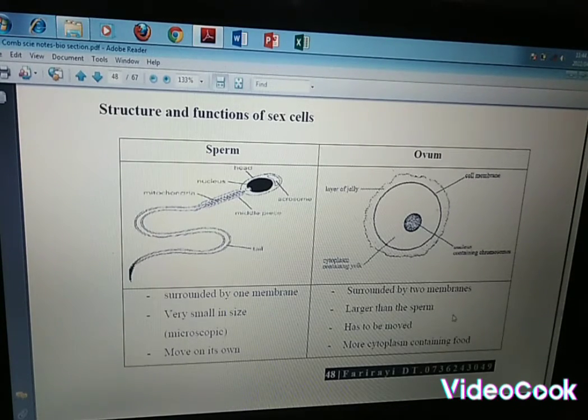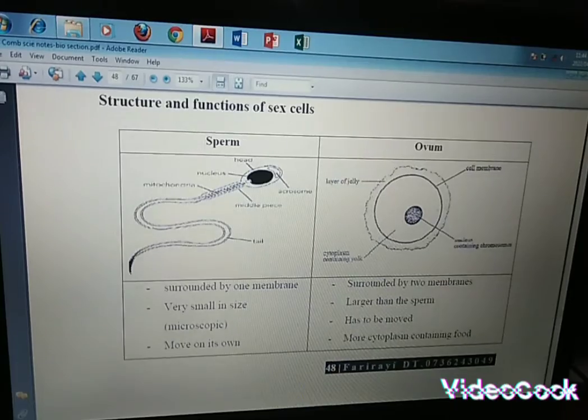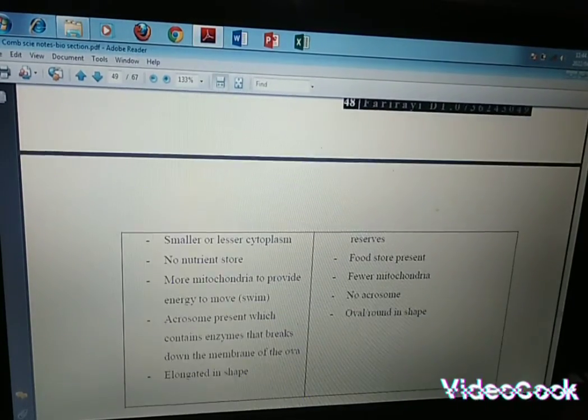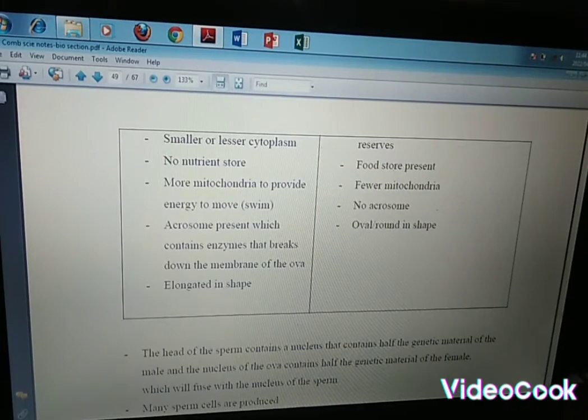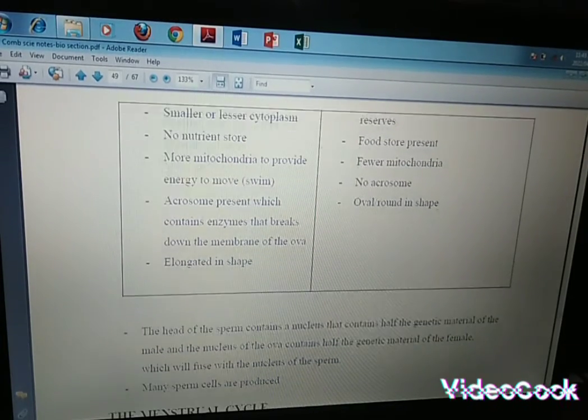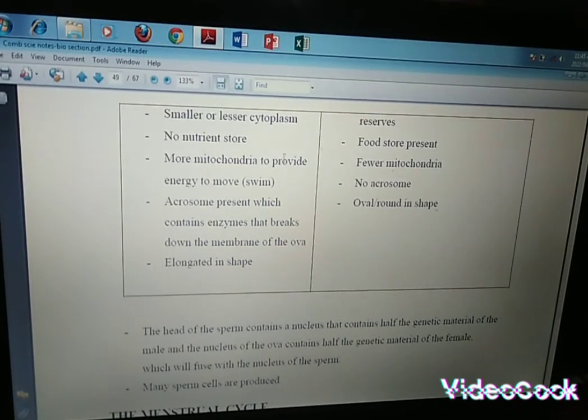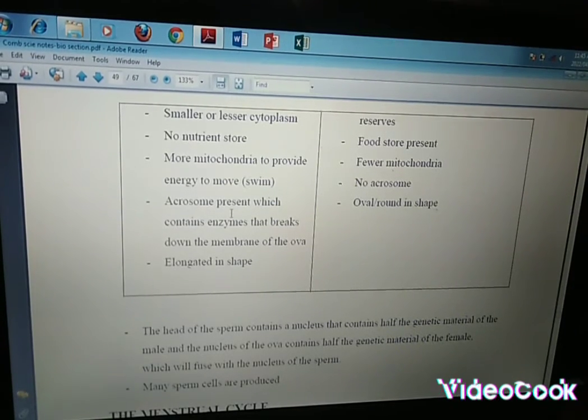The ovum is very big compared to a sperm, and it has to be moved. It has to be pushed around. It also has more cytoplasm containing food inside of it. The sperms are smaller. They have lesser cytoplasm in them. No nutrient store. They don't have any food store. But the sperm has more mitochondria to provide energy for it to be able to swim.